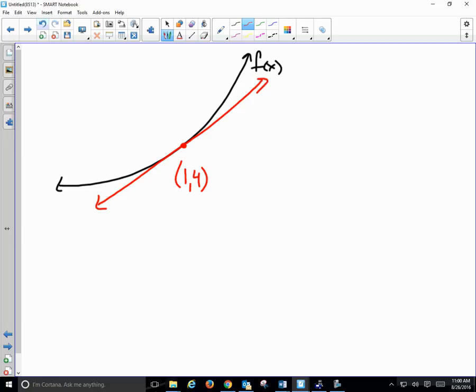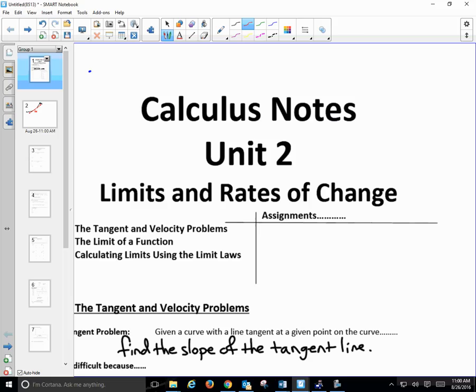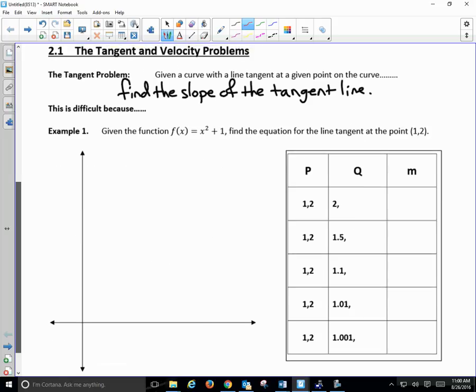Because you only have 2 points, you're given 1. I'm sorry, you need 2 points, you're just given 1 of them. So this is difficult because you only know 1 point. So Jonah brought up yesterday, we'll be investigating limits. He is correct. And limits aren't necessarily that difficult, but to understand why we need limits, we investigate this problem.